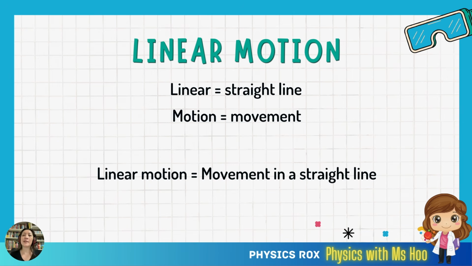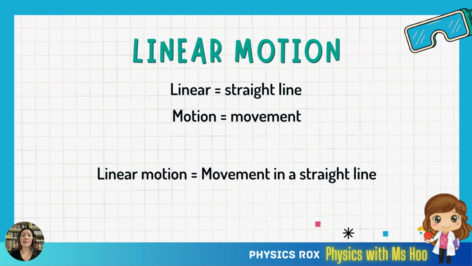Now, first things first, what does linear motion mean? From this term, it's quite obvious, but we'll go through the meaning anyway. As you know, the term linear means straight line, whereas motion refers to movement. Therefore, linear motion specifically refers to movement in a straight line.